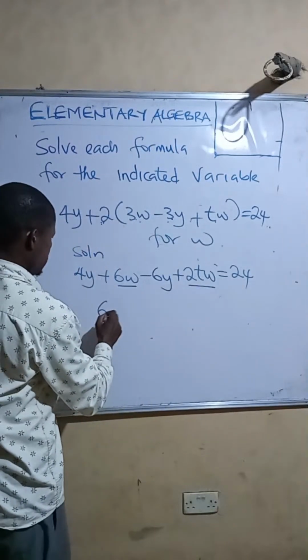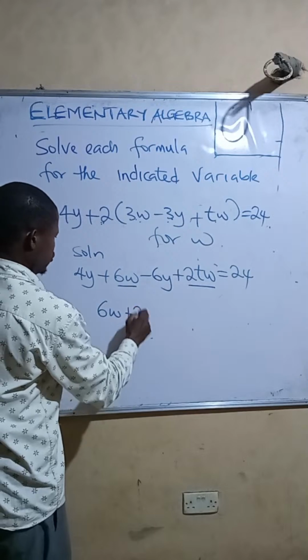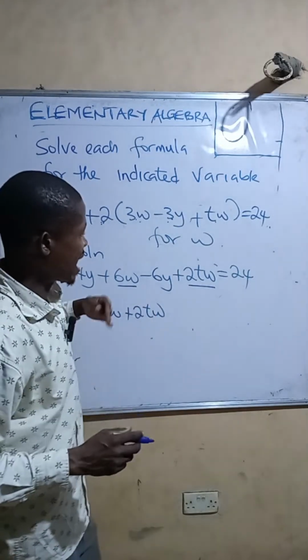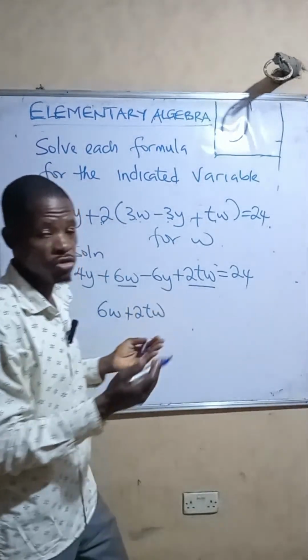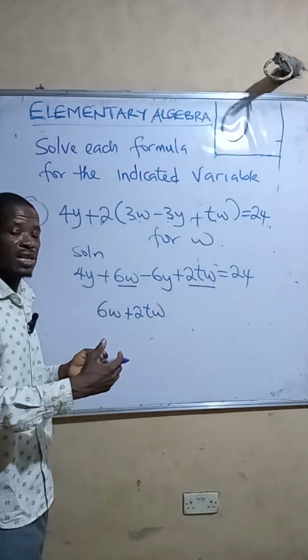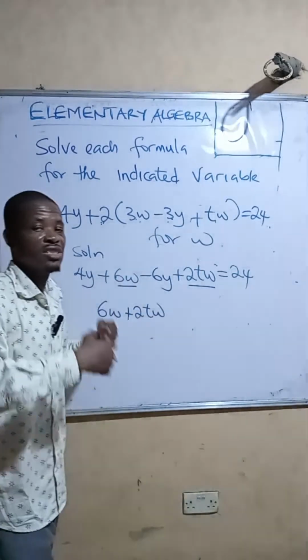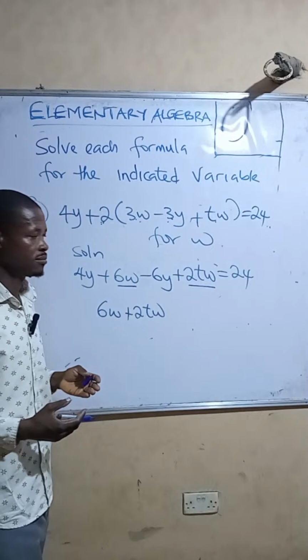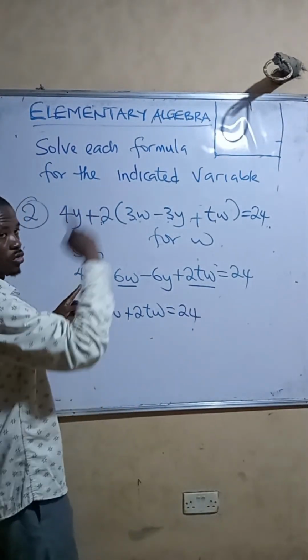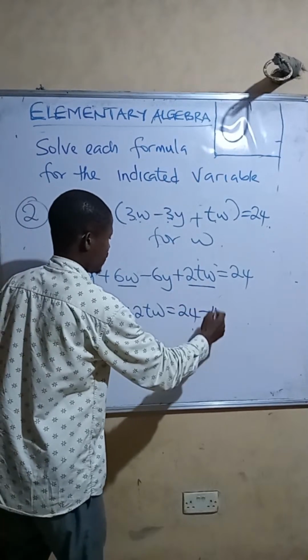Okay. W, 6w plus 2tw. Why? When you bring the w together, you want to make w the subject, so bring all the w together, and those that are not w, shift to the other side. So that will be equal to 24. Move this 4y to the other side. That will be minus 4y.